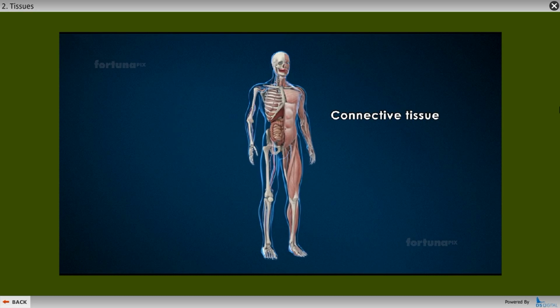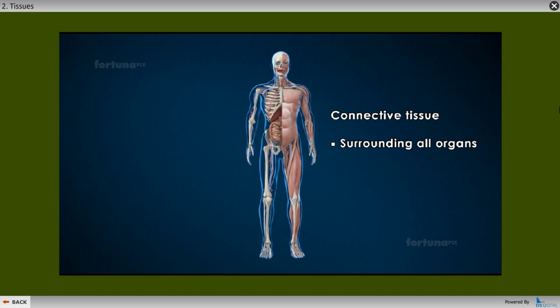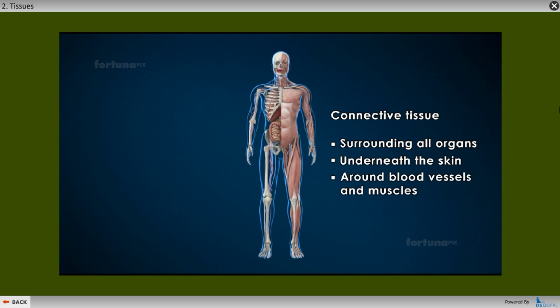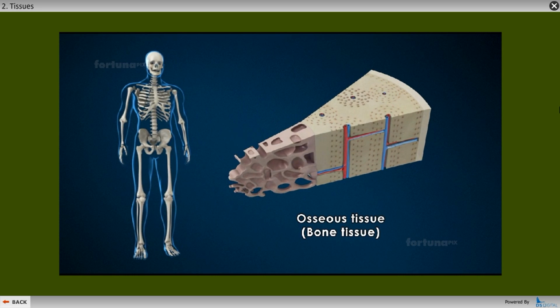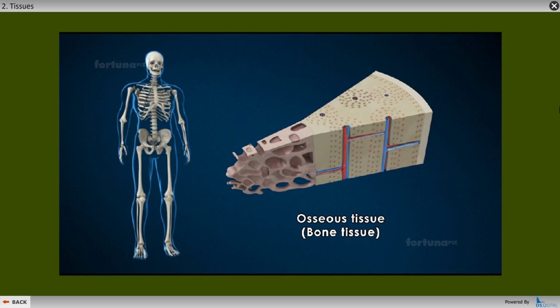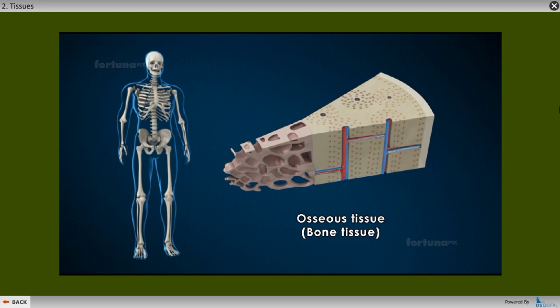Connective tissue can be found surrounding almost all organs in the body, underneath the skin, and around blood vessels and muscles. Osseous tissue or bone tissue is the structural and supportive connective tissue. This tissue makes up the skeletal system.